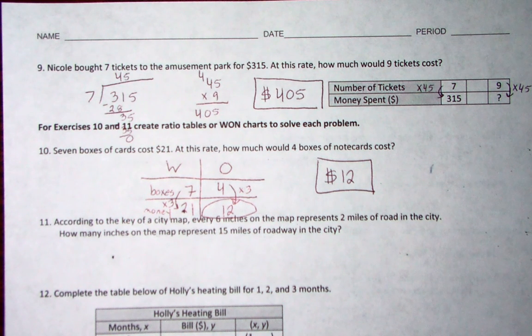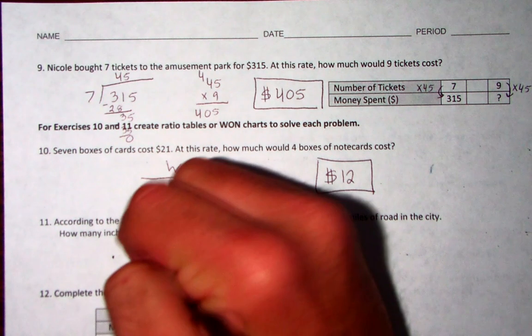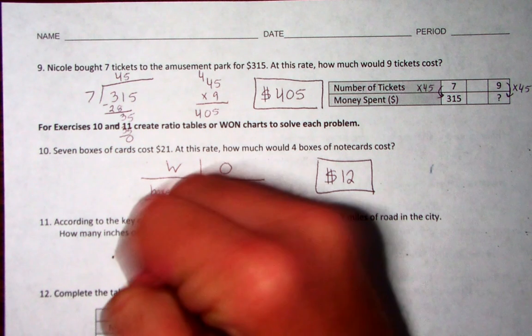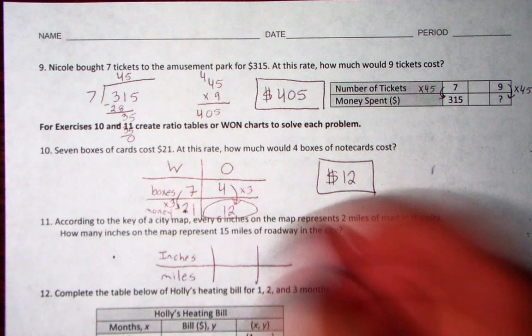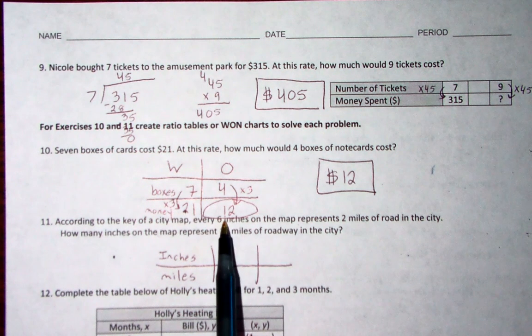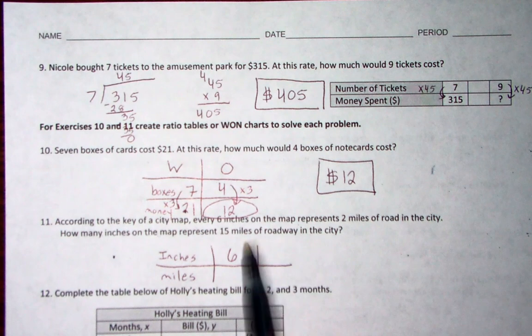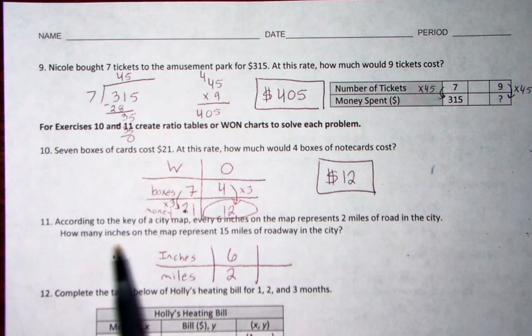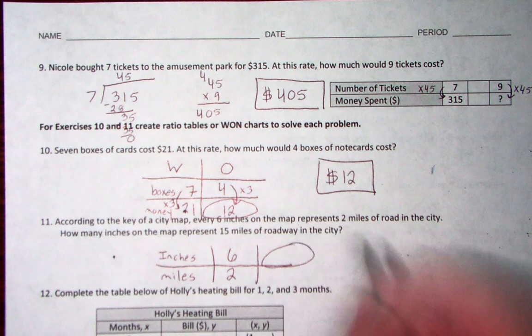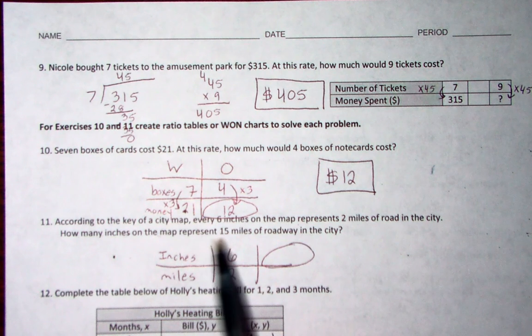Number 11. According to the key of a city map, every 6 inches on the map represents 2 miles on the road in the city. How many inches on the map represent 15 miles of roadway in the city? So we are comparing inches to miles. Well, it says every 6 inches represents 2 miles. How many inches, so this is what we're solving for, is right here. How many inches would represent 15 miles?